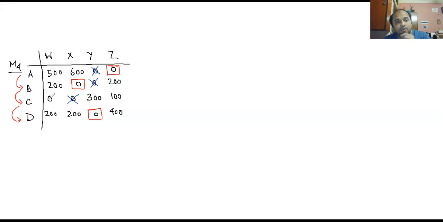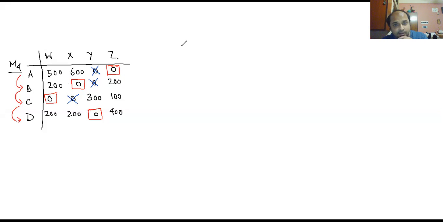And lastly, we have got a row which contains a single zero in it. So we have no other choice but to put an assignment around it. I am coming to that point later on. Let me finish the problem first.